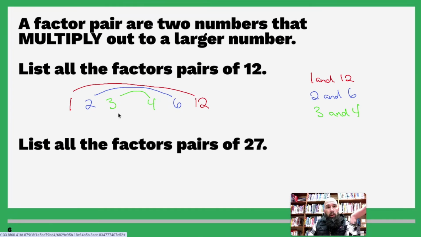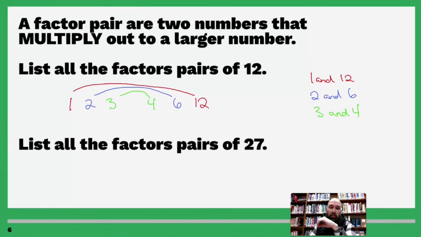Because if you were to go any further, you would say 4, but 4 matches up with 3, and I don't feel like repeating myself. And you can't do 5. 6 matches up with 2. So why bother repeating yourself? Once you get numbers that are right next to each other like this, you're done.